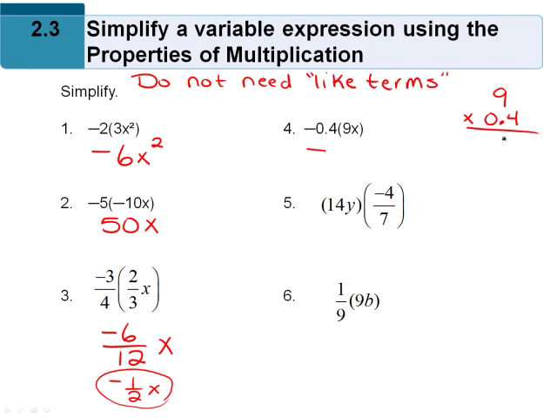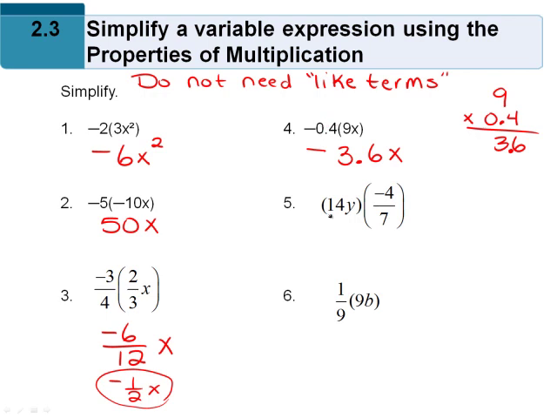Well, 4 times 9 is 36, but you need 1 decimal place. So it's going to end up being negative 3.6x. So make sure you're careful about your decimals, and that you can double check it even if you use a calculator. Make sure you realize you should have 1 decimal place in your answer.